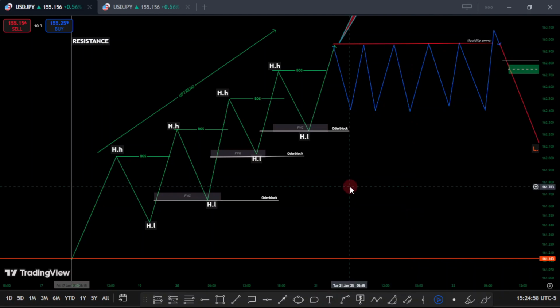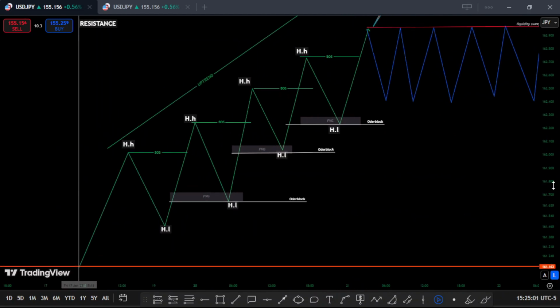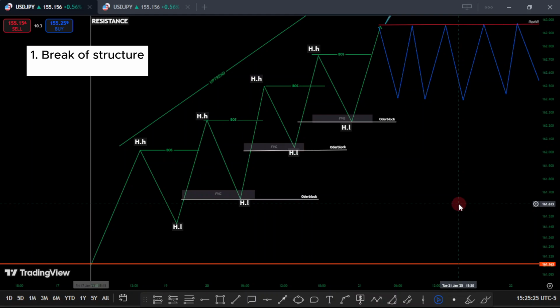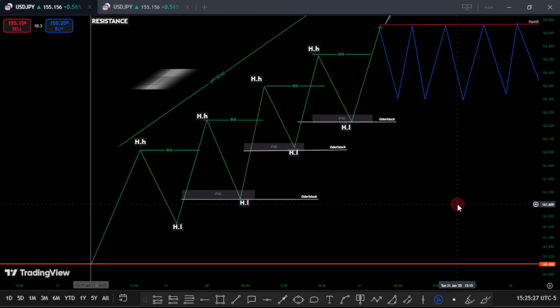Now, when you're taking these trades, there are some concepts that you need to first understand before taking the trades. I'm going to mention them, then explain them later on, and then show you examples of these concepts in a real chart. The first concept is called a break of structure. The second concept is liquidity sweeps. The third one is fair value gaps and breaker blocks.